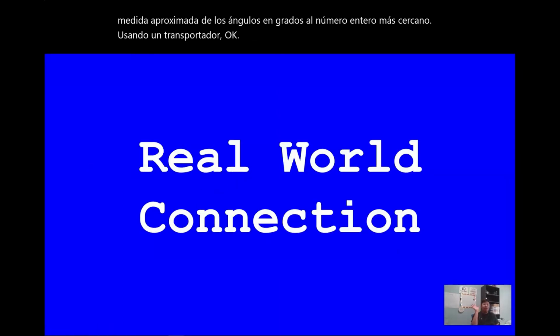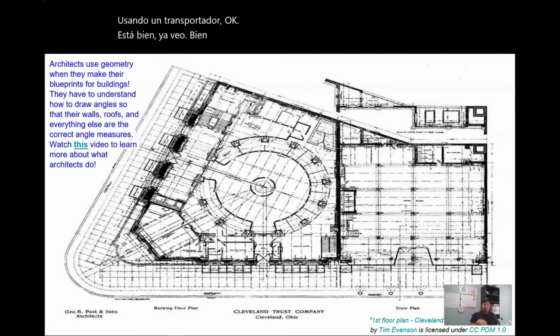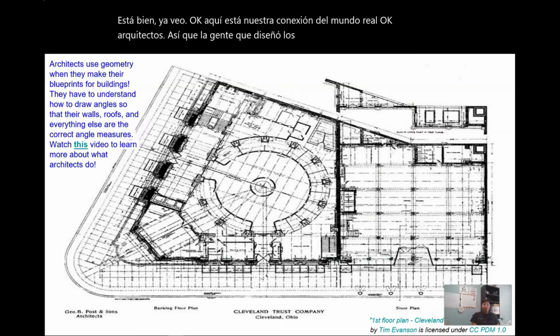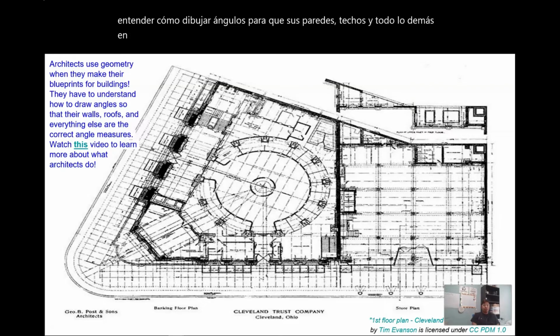Here is our real world connection. Architects, the people that design the plans and the buildings, use geometry when they make their blueprints for buildings. They have to understand how to draw angles so that their walls, roofs, and everything else are the correct angle measures. Let's go ahead and watch this video and learn more about what architects do.